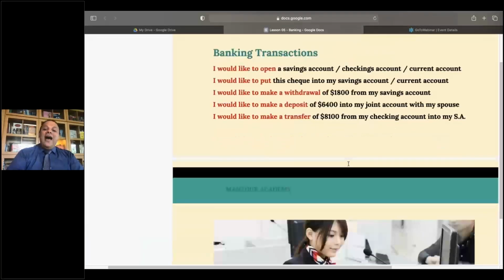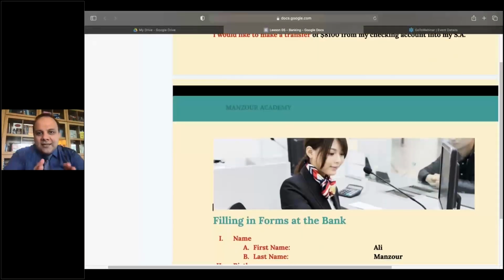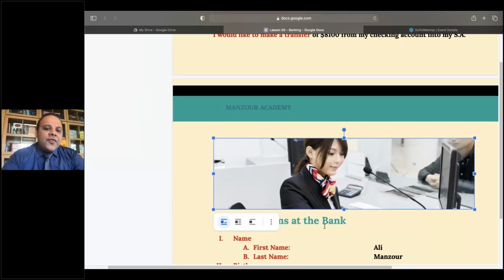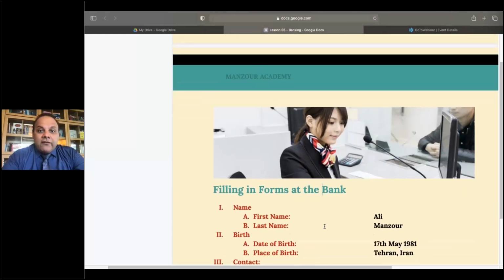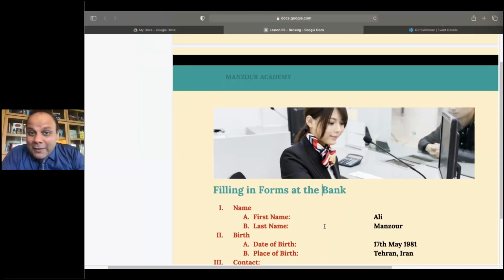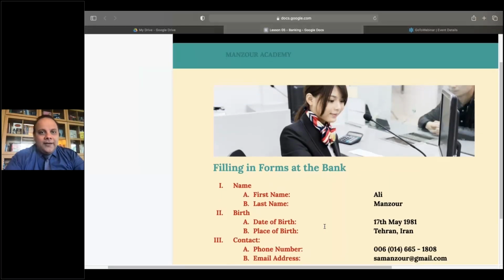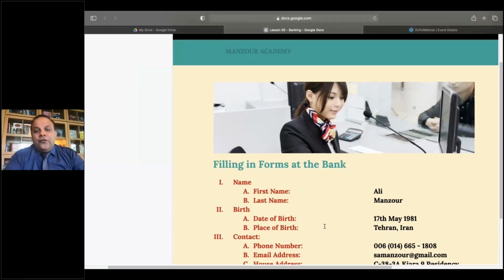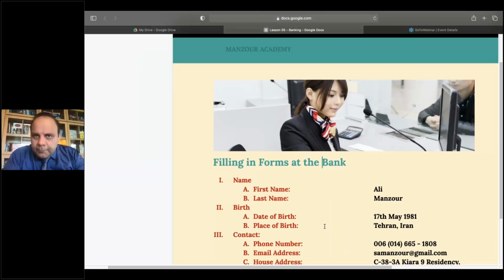So now let's look at what we need to do to open a bank account. You need to fill in a form. Now, one of the things that most people are very troubled with is filling in forms. Everybody hates filling in forms. I know that all too well. But today we're going to learn the keywords that you will need to open a form, to fill in a form, to complete a form, to fill out a form.